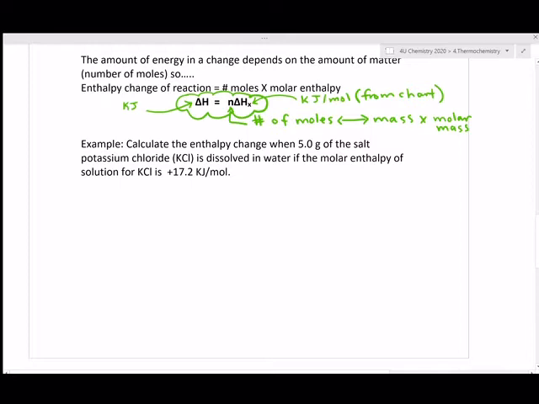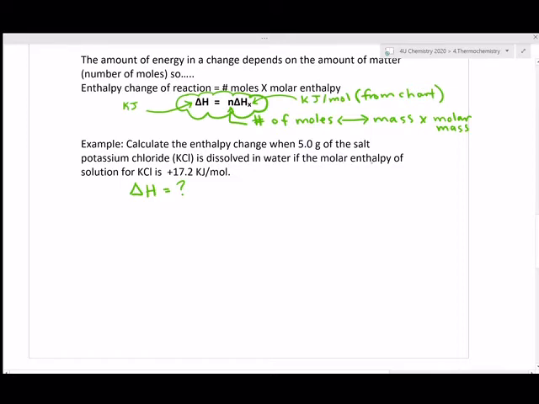So we're going to dissolve 5 grams of a salt, potassium chloride, in water, and we're wondering what is the enthalpy change. And you can look up on a chart, or I've given it to you here, that the molar enthalpy of solution for potassium chloride is positive, because it's endothermic, so 17.2 kilojoules per mole. So just to kind of get organized here, it asks for the enthalpy change. So that is just delta H, okay?